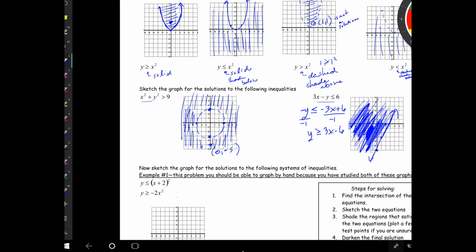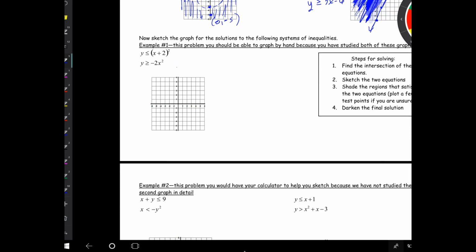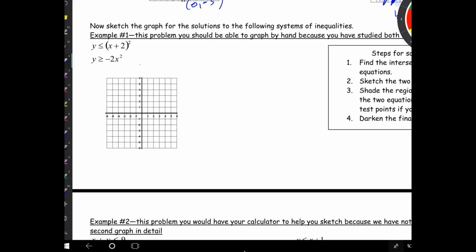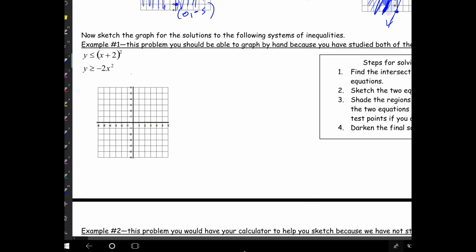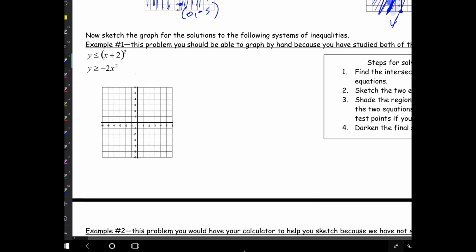All right, guys, let's move into the new material then. Now, sketch the graph for the solutions to the following systems of inequalities. Example 1: you should be able to graph this by hand because you have studied both of these graphs. When you're solving, here are some steps of action to pay attention to.